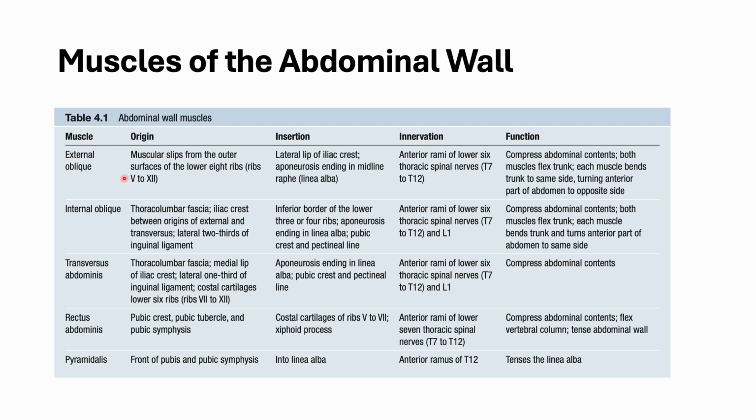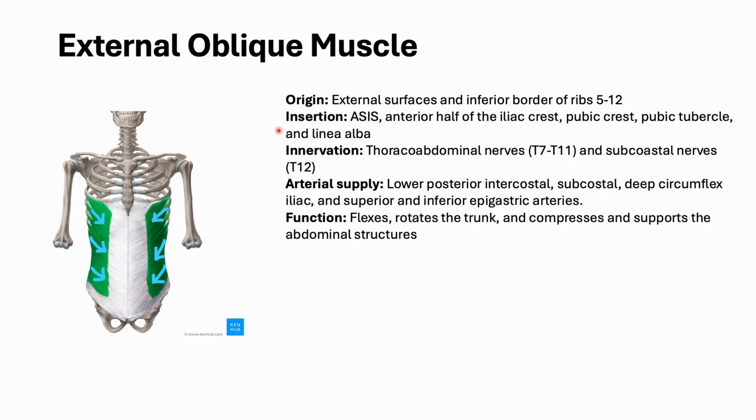So the muscles that we'll be talking about are the external oblique muscle, the internal oblique muscle, the transverse abdominis, rectus abdominis, and sometimes the pyramidalis. And I'm sorry if I'm saying any of these wrong. So first muscle we're going to talk about is the most external, and it's called the external oblique muscle. It's pictured over here.